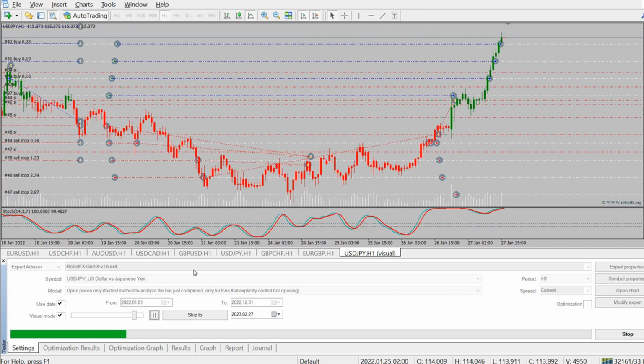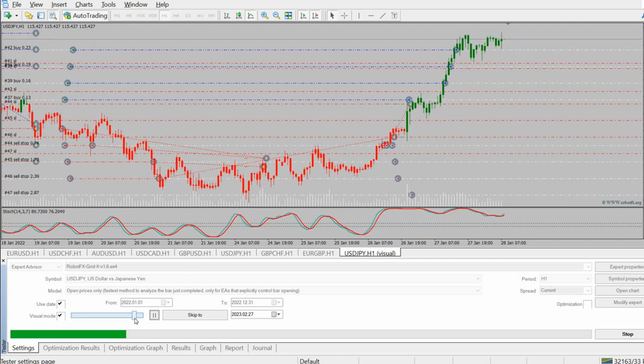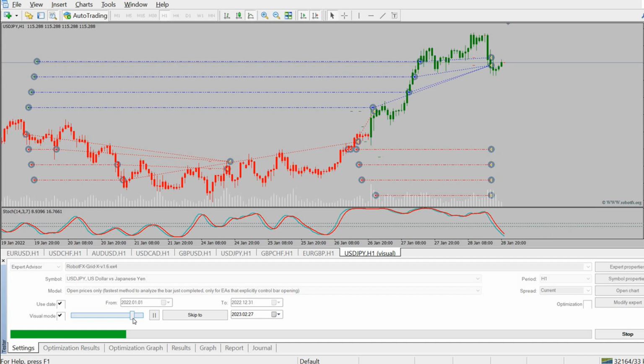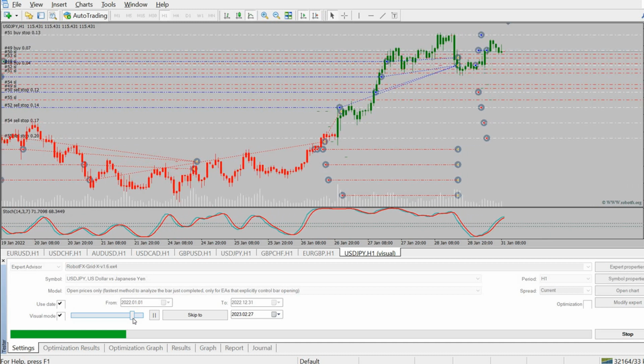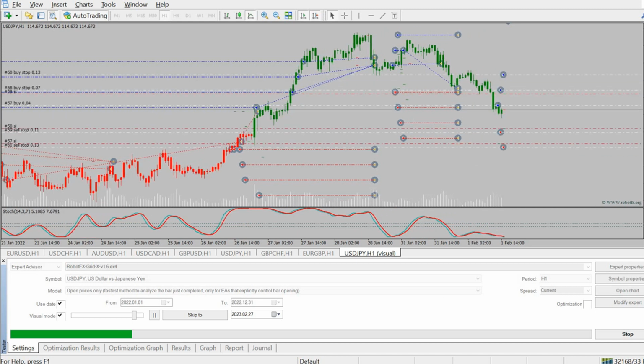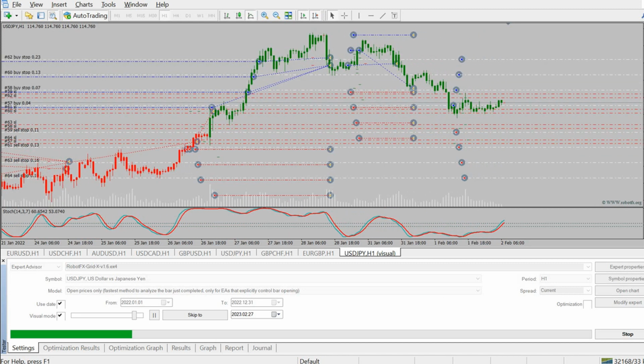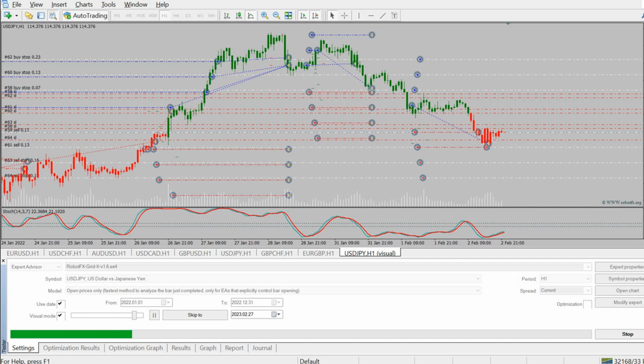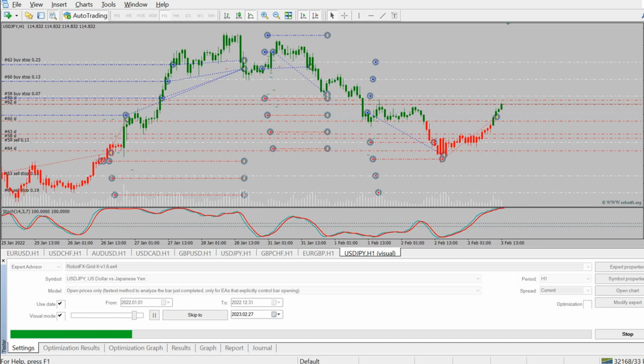I have set the speed of the tester to 29. I'm going to leave it at 29. If it is too fast or too slow, please use the speed settings within the YouTube video player.